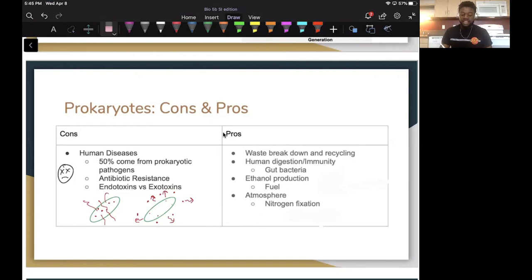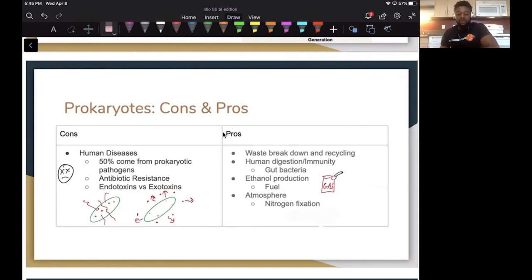Another big thing is fuel. They are really essential for ethanol production, and that ethanol is made for gasoline. We're not talking about the ethanol in our drinks. Those are different. Those are yeasts, which are not prokaryotes, as you mentioned in the lecture.